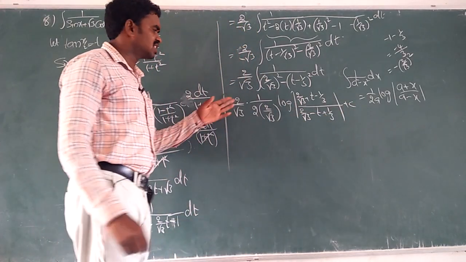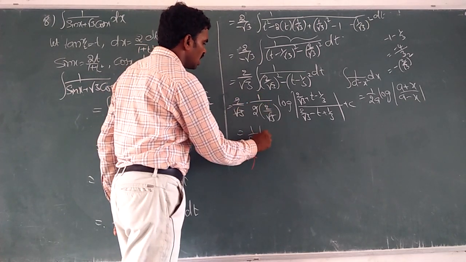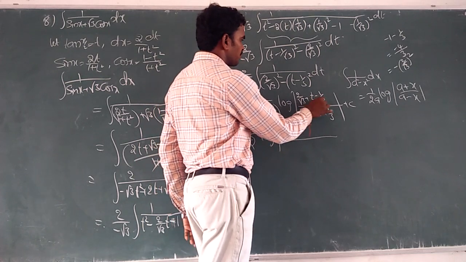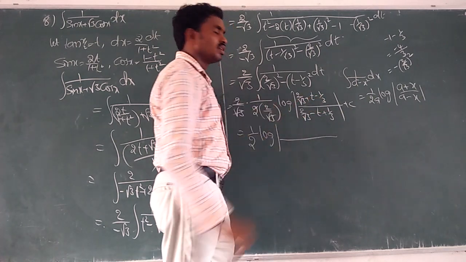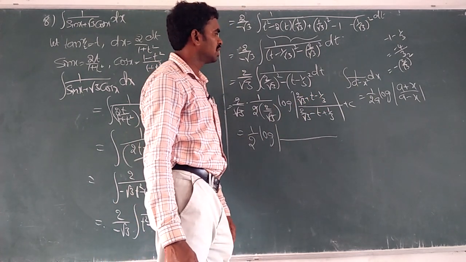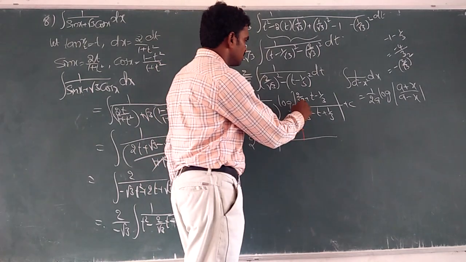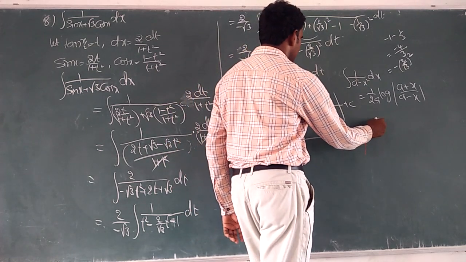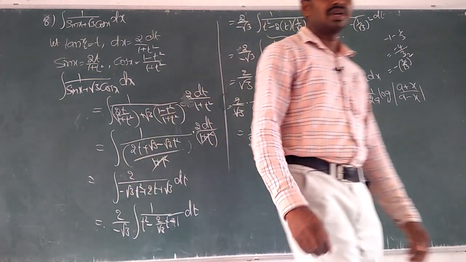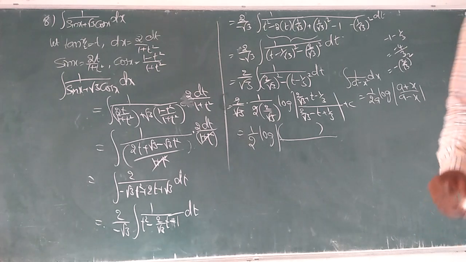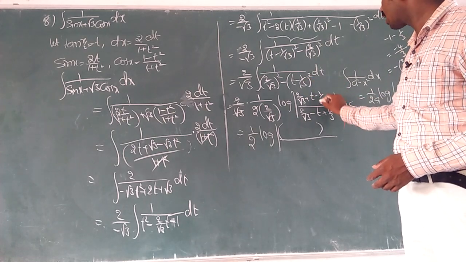So after simplifying this we can get the answer. Root 3 cancels, 2 cancels, just 1 by 2 is there. 1 by 2 into log, 3 is there, root 3 is there. What is the LCM? Root 3 and 3, so 3 is the LCM. Otherwise take 3 root 3. Sorry, it is 1 by root 3 square.